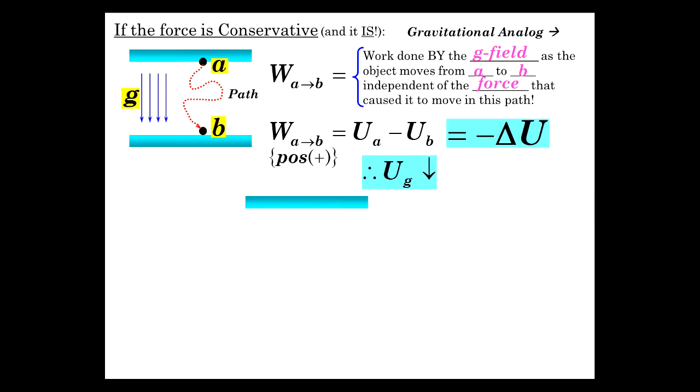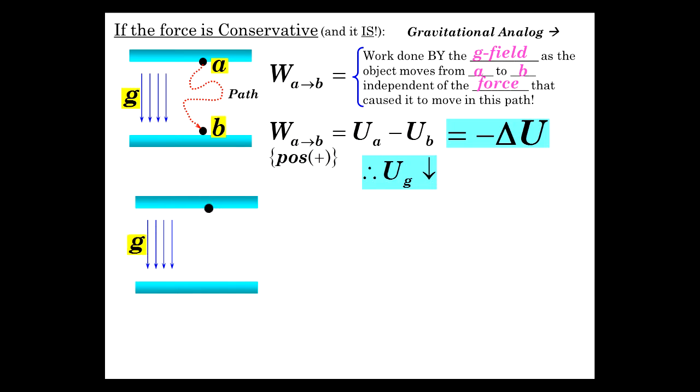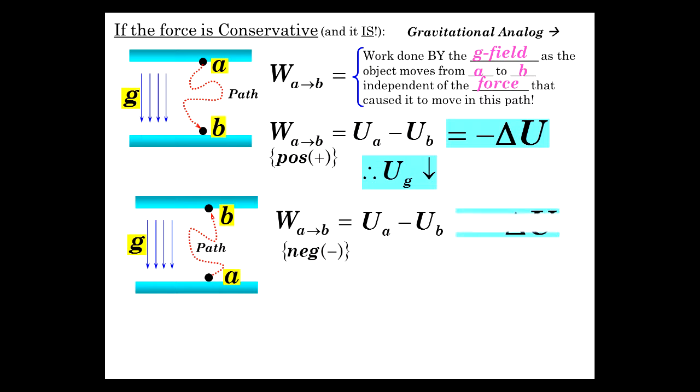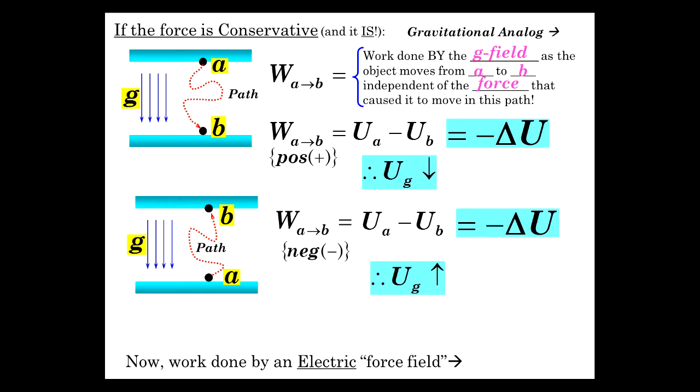The potential has gone down. Now if we reverse these roles, G field the same, but in this case we got A on the bottom and B on the top. Maybe the path has changed, it doesn't matter. Now the work done by the conservative force field, the gravitational field, on the object moving along this path is negative. UA minus UB again, negative change in potential energy. The potential energy has gone up.